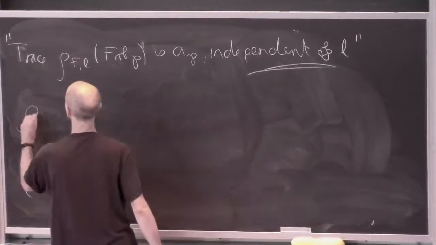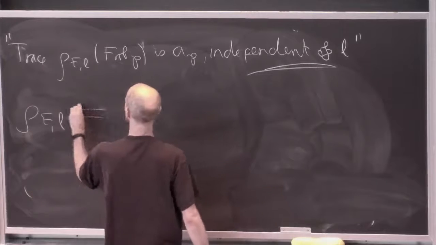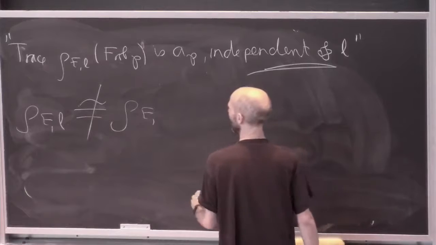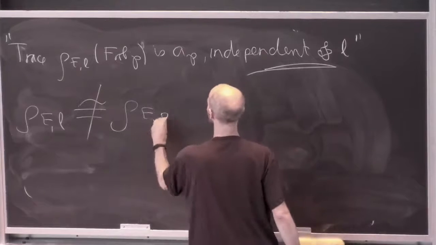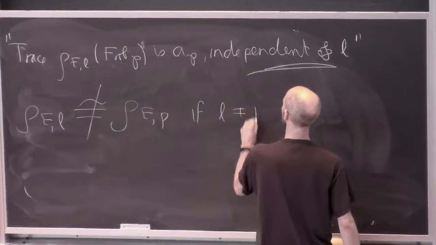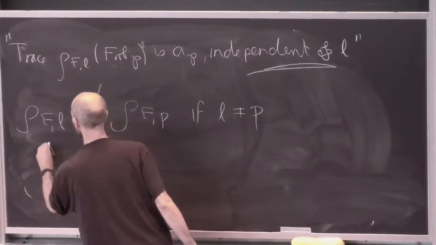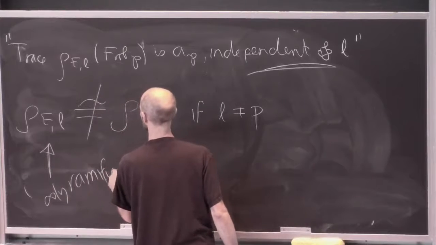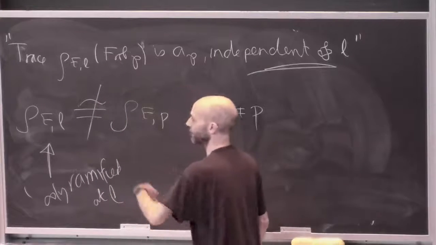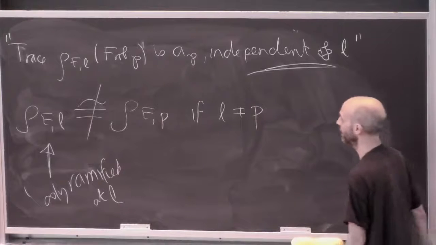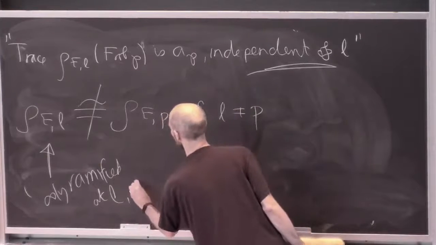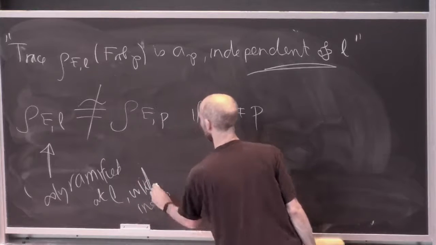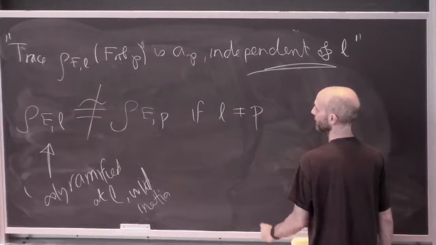But rho EL is not isomorphic to rho E at P, if L isn't P, right? Because this one here is infinitely ramified at L. This is really badly ramified at L. It's got wild inertia subgroups and everything. Wild inertia, horrible. It's a huge thing, right?